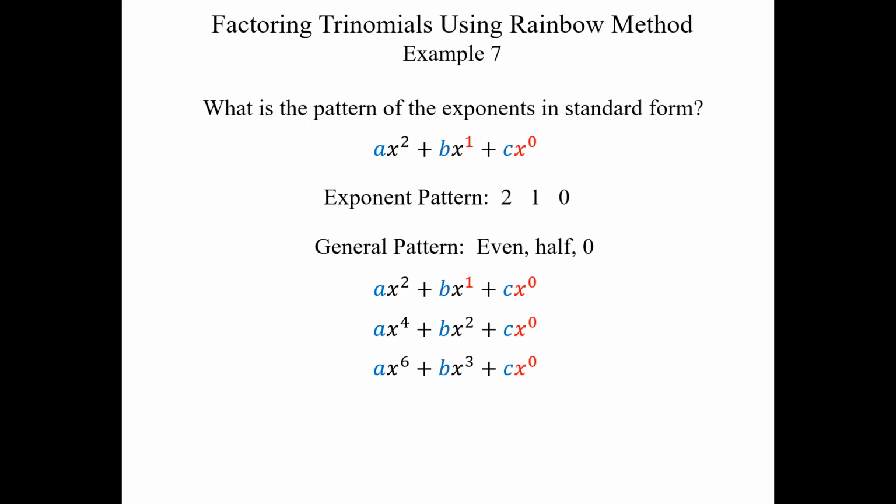The expression ax to the sixth plus bx cubed plus cx to the 0 also fits this pattern. 6 is even, 3 is half this value, and 0 is at the end. And this sequence can be continued on without limit, showing even ax to the 8th plus bx to the 4th plus cx to the 0. It's the pattern of even, half, and 0.